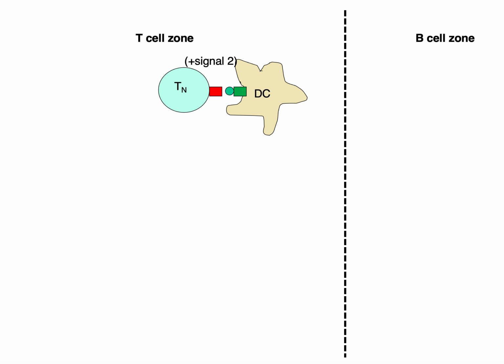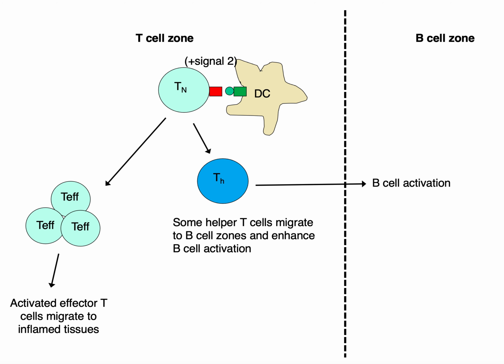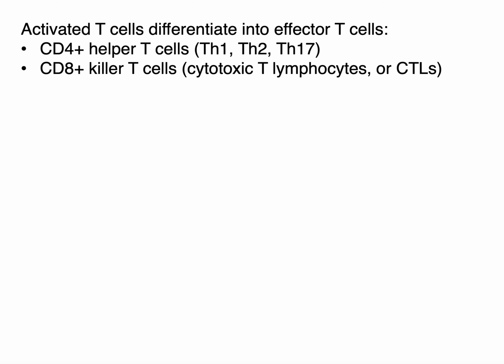So I'm going to go back to this slide, which was the end of the last lecture, in which we observed that naive T cells can be differentiated into activated effector T cells that can migrate to inflamed tissues, or helper T cells that can migrate to the B cell zone and enhance B cell activation. So these activated effector T cells can comprise several different subsets, depending on the pathogen to which they are exposed.